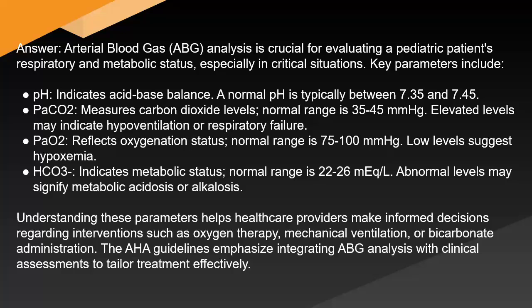PaO2 reflects oxygenation status. A normal range is 75-100 mmHg. Low levels suggest hypoxemia. HCO3 indicates metabolic status. A normal range is 22-26 mEq/L. Abnormal levels may signify metabolic acidosis or alkalosis.